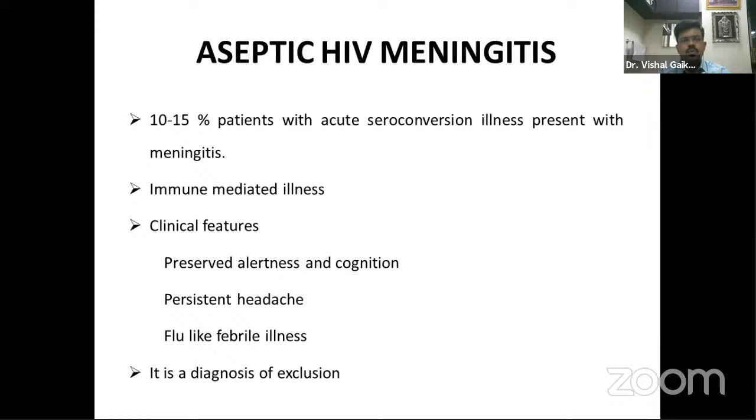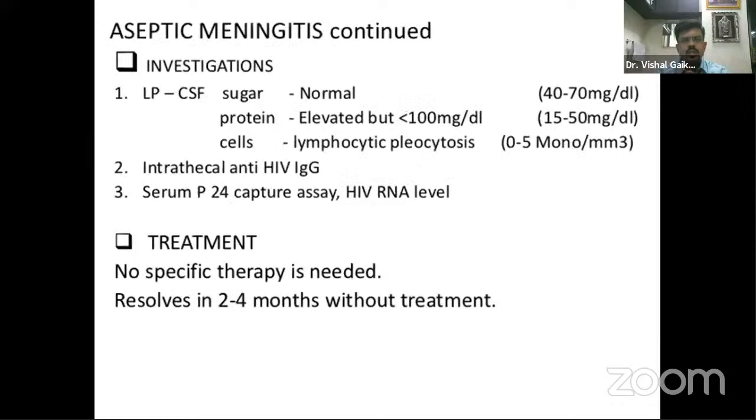In acute seroconversion patients, 10 to 15% of such patients may have aseptic HIV meningitis. Basically, it is a diagnosis of exclusion. So you need to rule out all other causes of meningitis like TB, CMV, and all those. And if those are ruled out, then this could be the cause of meningitis.